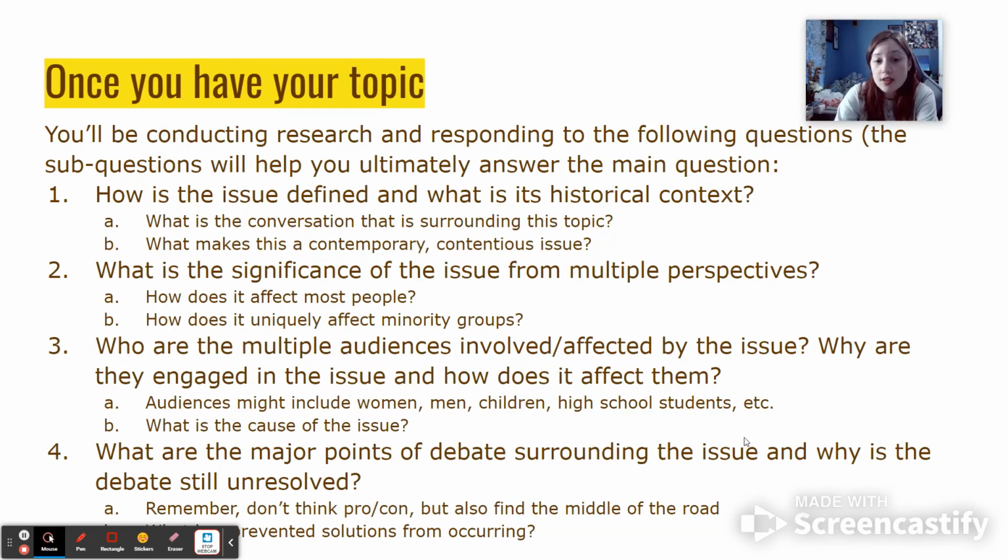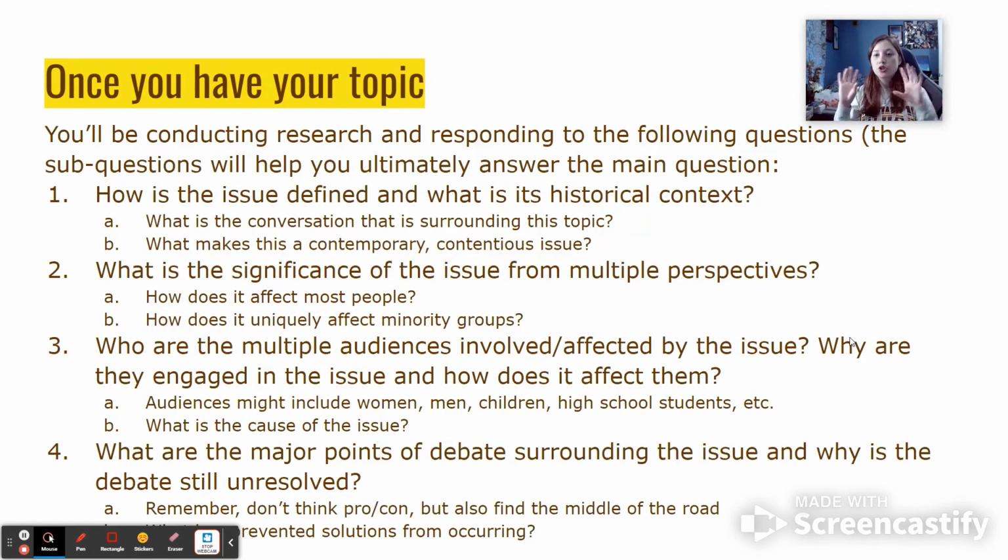What is the cause of the issue? What caused them to be here? If they're engaged with the issue, it could be because they're not making enough money. It could be because they're being singled out. They are being oppressed. They are being gate-kept out of certain communities. What is the cause? And then finally, what are the major points of debate?